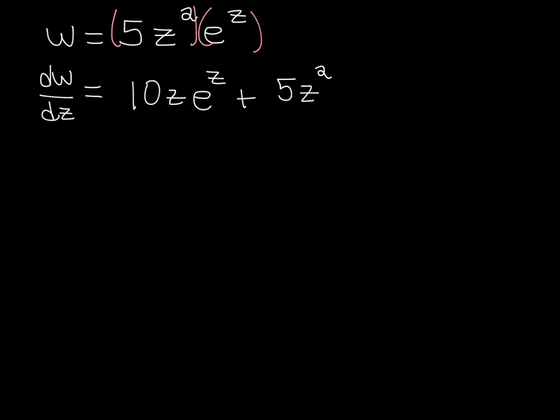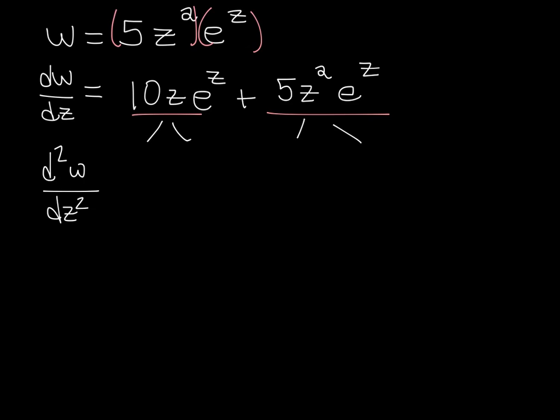times the derivative of e to the z. Well, the derivative of e to the z is just e to the z. So far, so good. So the second derivative then, d2 w dz2, says to take the derivatives again, and now I'm going to have two separate product rules. So again, I can section this off. That's 10z times e to the z, and then 5z squared times e to the z.